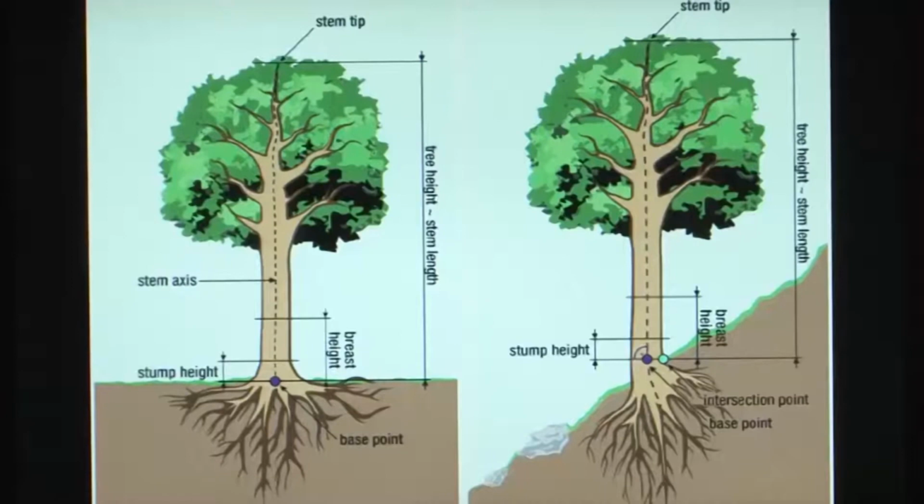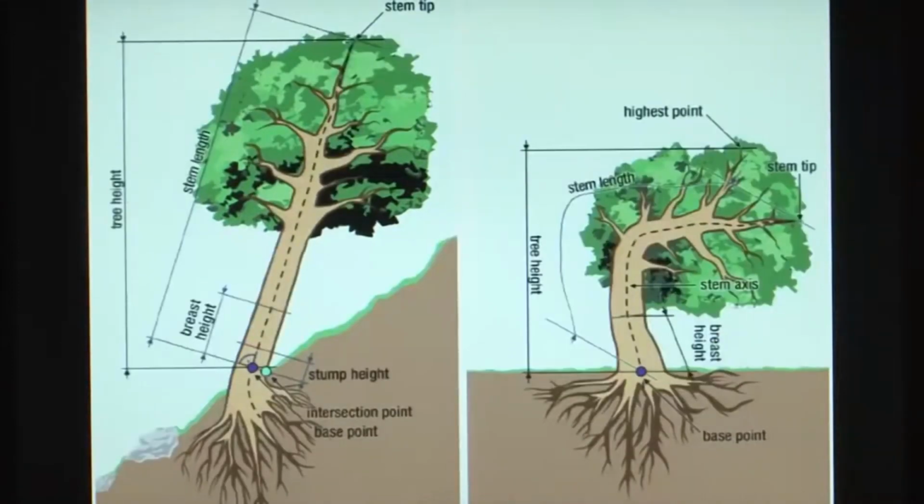To further elaborate it, as you can see on this slide, we are showing the stem tip and the tree height is the vertical height. It is also known as the stem length in this case, because our tree is vertical and the stem axis is also vertical. So, the tree height is the same as the stem length. We can also see the breast height and the stump height. The stump height is the height at which this tree would be cut. It is generally 1 foot. Even on a sloping ground, we will have the stem length equal to the tree height, because here also the axis is vertical.